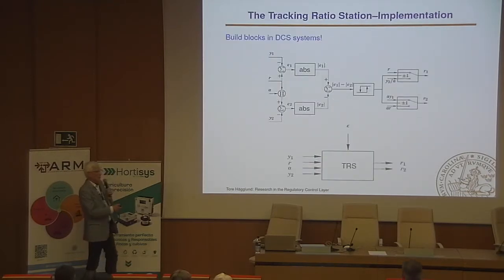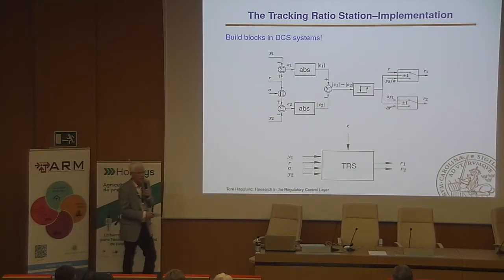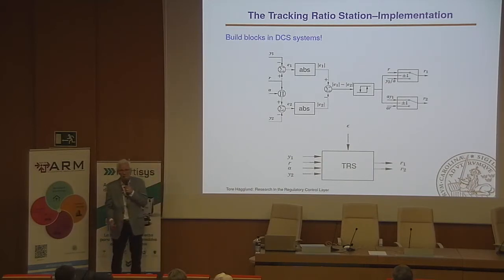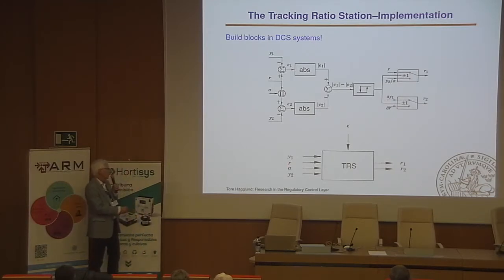We implemented it in this way, using the standard blocks that were available in the DCS system, ABB 800. What one should do is, of course, create a new block. We should have a new block in the DCS system where we have as input the 2 flows, the desired ratio and the desired flow. And as outputs from the block are the 2 desired set points that should be fed to the 2 PID controllers.